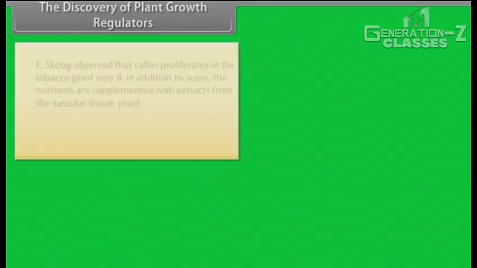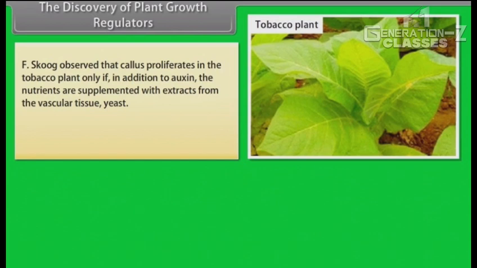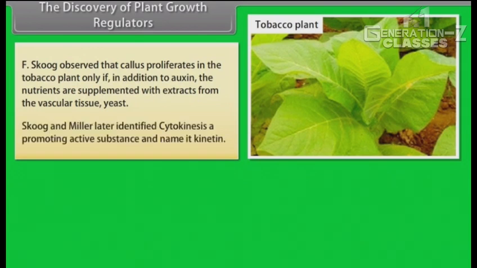The discovery of plant growth regulators. F. Skoog observed that callus proliferates in the tobacco plant only if, in addition to auxin, the nutrients are supplemented with extracts from the vascular tissue or yeast. Skoog and Miller later identified a cytokinin, a cell division promoting active substance, and named it kinetin.